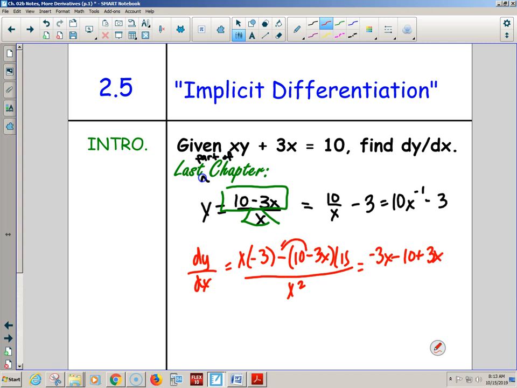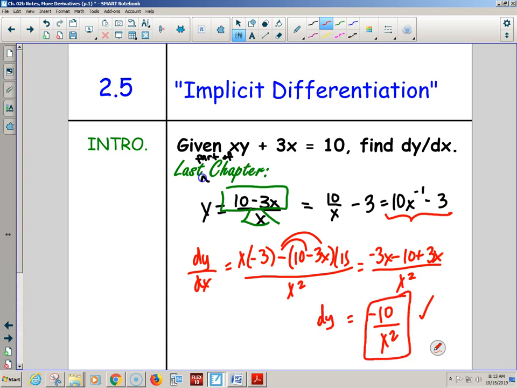Did you guys distribute the negative? All over x squared, which equals, you see what I mean by maybe this one would have been a little easier to derive? Bring down the negative 1, make it a negative 2. And the derivative of the constant is a 0.